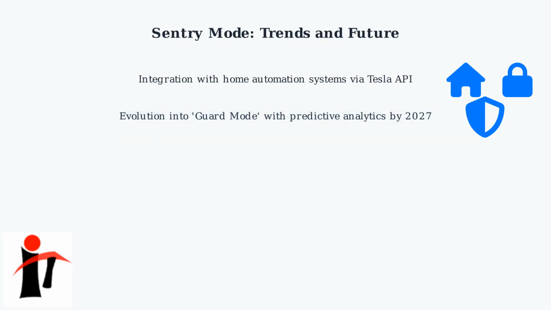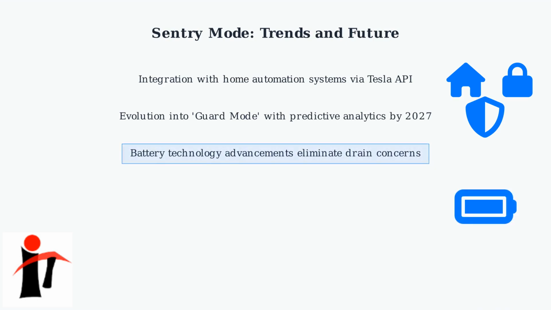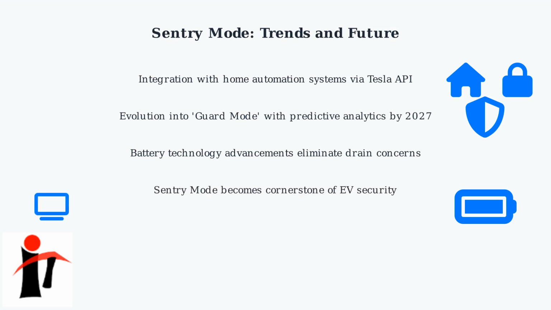Expect Sentry Mode to become Guard Mode with predictive analytics by 2027, using fleet data to anticipate threats before they occur. Advancements in battery technology, such as solid-state batteries, will virtually eliminate battery drain concerns during Sentry Mode operation. This makes continuous monitoring practical for all EV owners. Overall, Sentry Mode is poised to become a cornerstone of EV security, influencing the industry and setting new standards for vehicle protection.